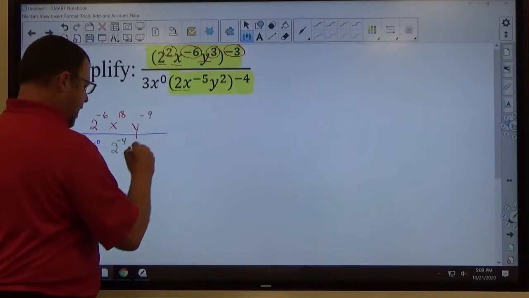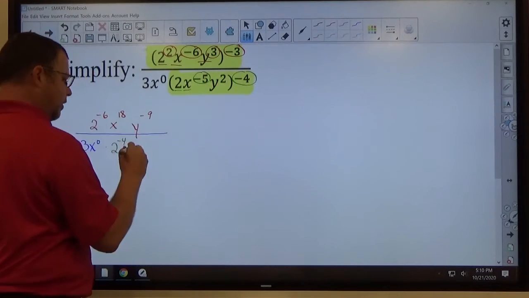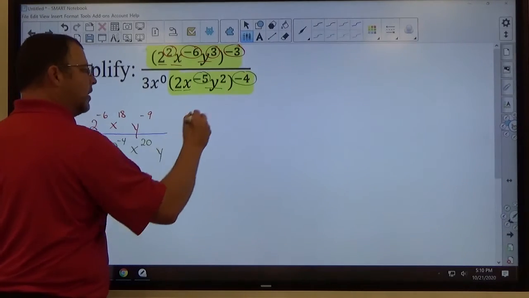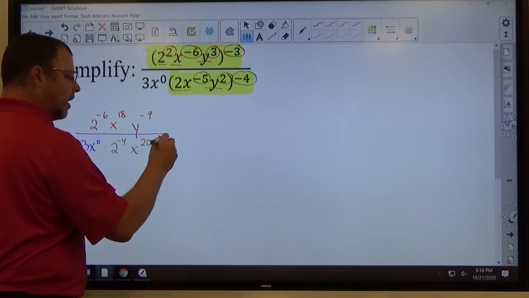I got a base of x. I'm going to multiply power times power. Negative 5 times negative 4 makes positive 20. And then y is my base. I take my inside power times outside. 2 times negative 4 is negative 8. So that's what step 1 is.